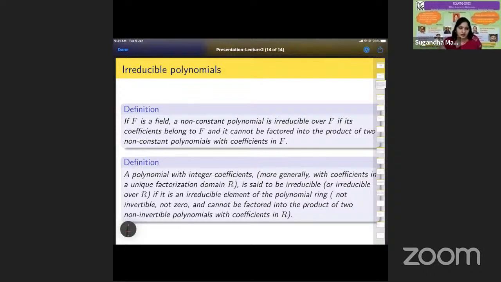Now I'm saying your integral coefficients, right? Integers do not form a field, you know that. And in fact, you can talk of any unique factorization domain. I'll come to that as well. So this is said to be irreducible if it is an irreducible element of the polynomial ring. That means it is not zero, it is not invertible, and it cannot be factored as a product of two other non-invertible polynomials with coefficients from that ring. Okay, so you see here that I introduced this new term, unique factorization domain.